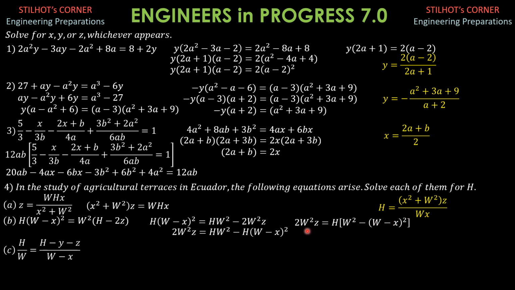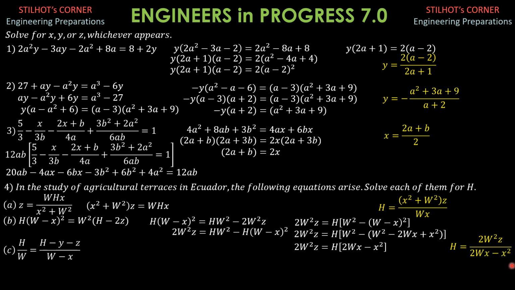Expand this. So copy the left, 2w squared z equals h quantity w squared minus quantity w squared minus 2wx plus x squared. So we can cancel w squared and distribute the negative sign. So the right side is h quantity 2wx minus x squared. Finally, divide everything by 2wx minus x squared. So the value of h is 2w squared z over 2wx minus x squared. So that's it for that part.